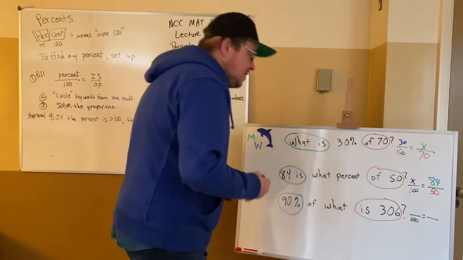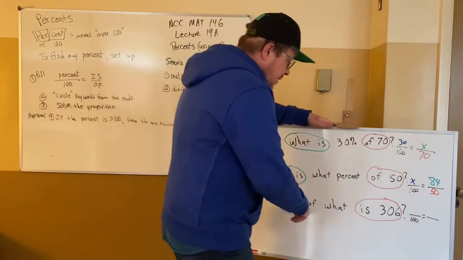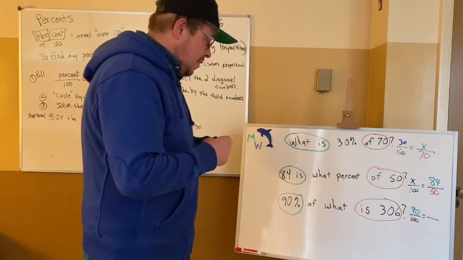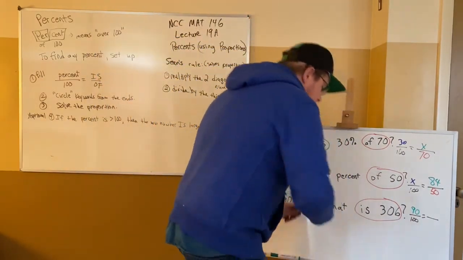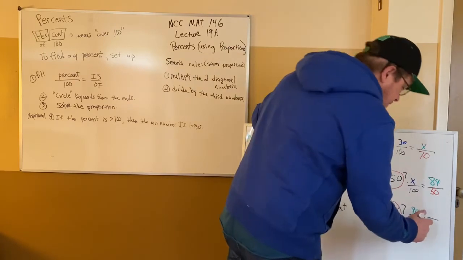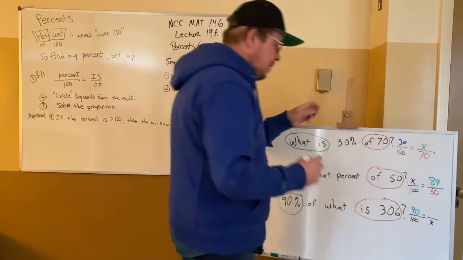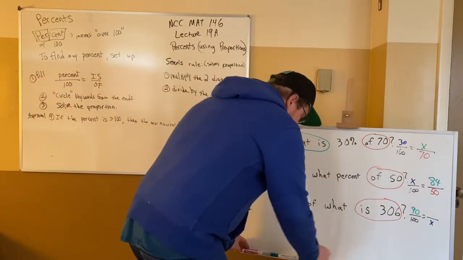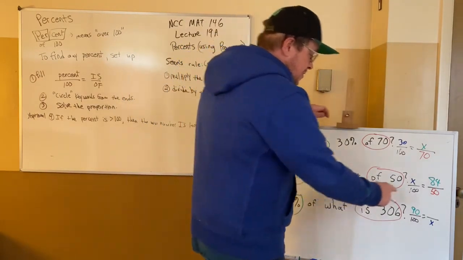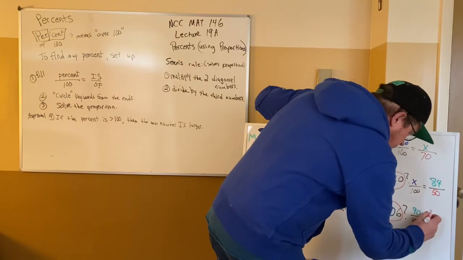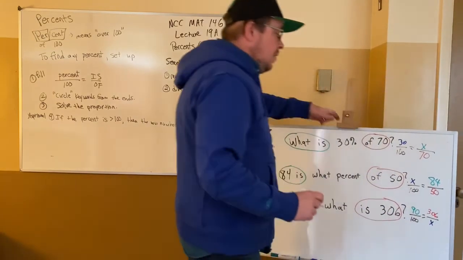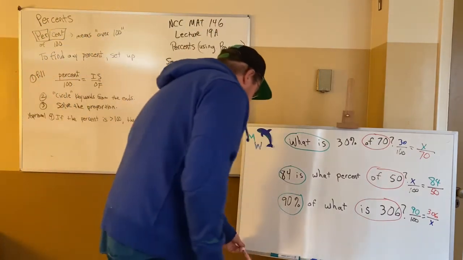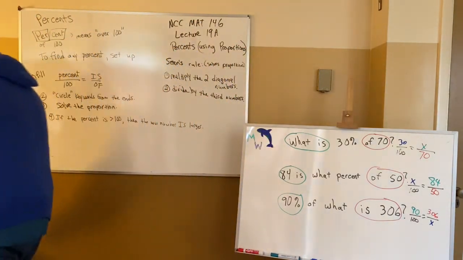90% of what is 306? 90%, percent right away, drops in there. Of what? This means I don't know the of value. Percent over 100 equals is over of, put an X there. And is 306. Percent over 100 equals is with 306 over of. Now we'll go find out what each one of these values turns out to be. Grab a calculator.